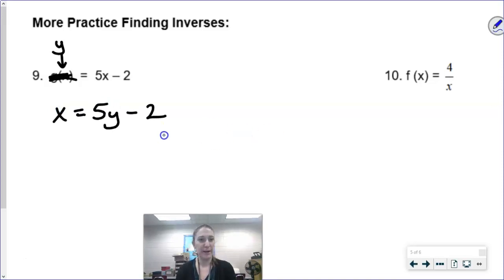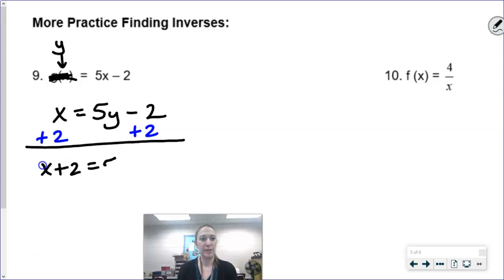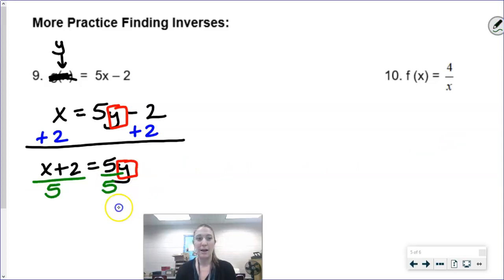And then we're going to solve for y. So we're going to add 2 to both sides. So you have x plus 2 equals 5y. We are almost home free, guys. One more step is we're going to divide both sides by 5. Now I'm going to get a little lazy here, and I'm just going to do one of these big fraction bar divider by 5 things.